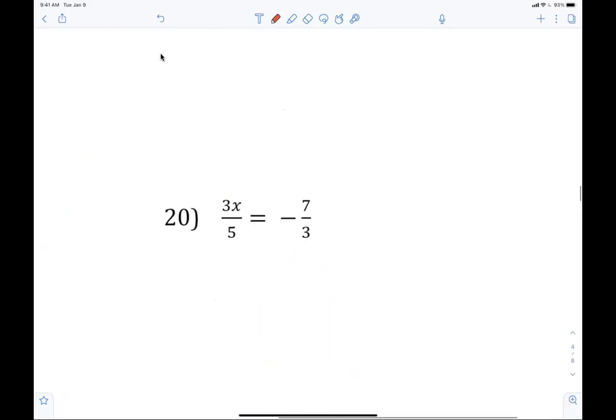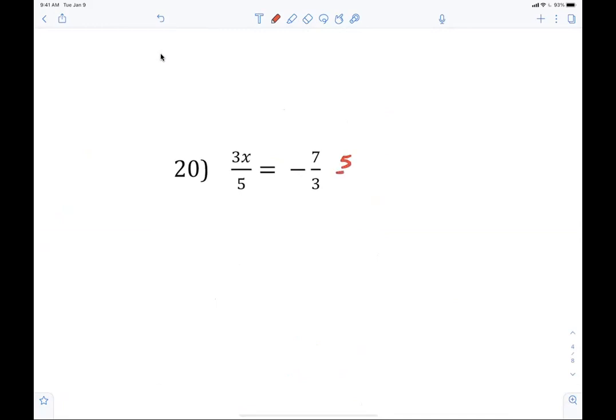All right, here we go. 20 multiplied by the 5/3. Thank you. Multiply by the reciprocal. Is there anything I can reduce here? No. Negative 35 over 9. Brennan, you okay with that? All right, anybody?